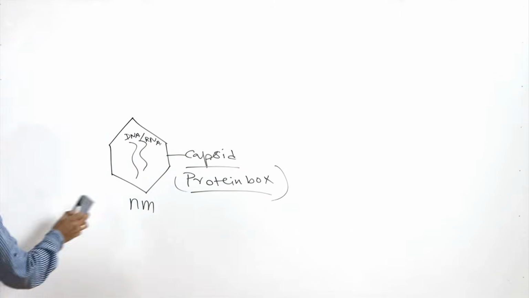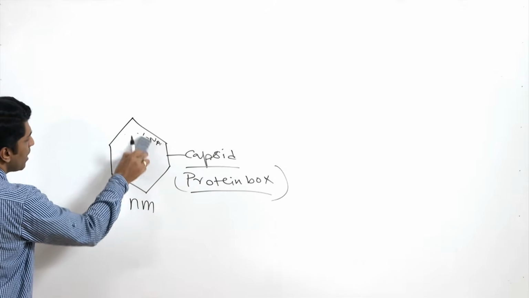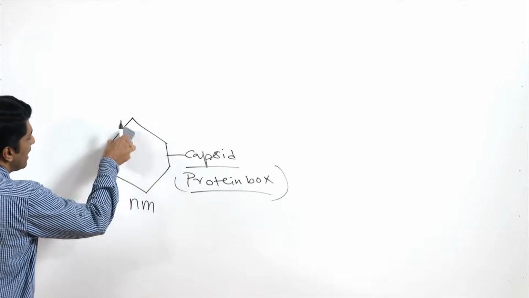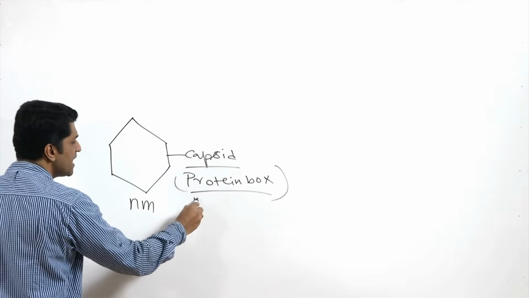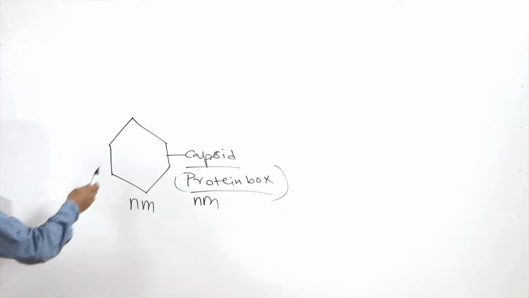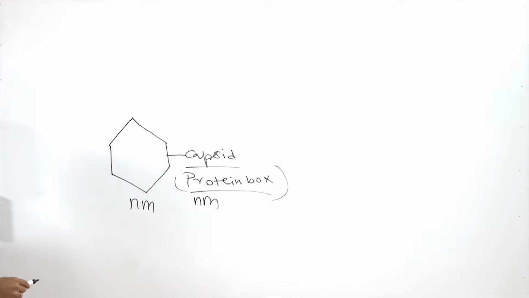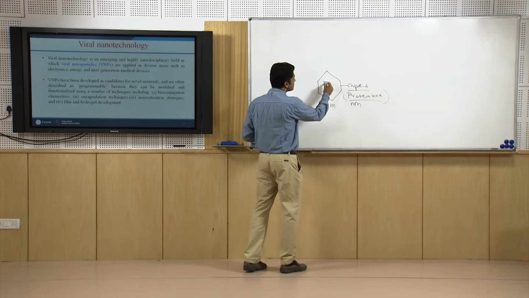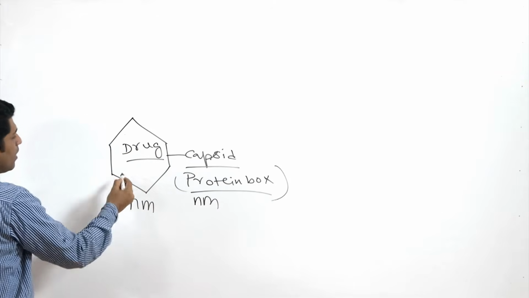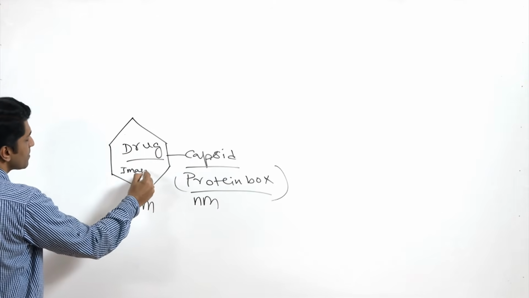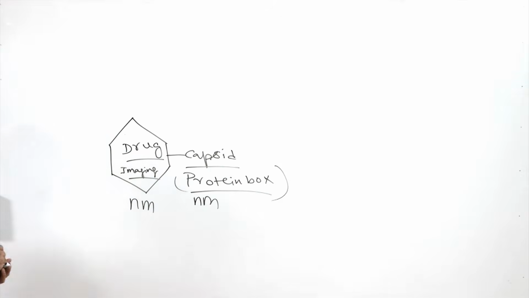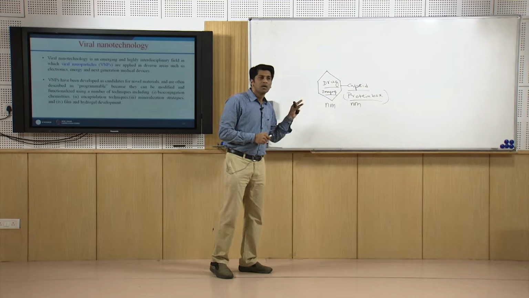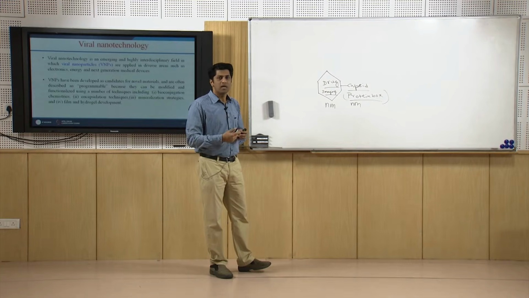So once we remove this genetic material, DNA or RNA, it will be like a simple nano sized protein box, and we are going to use this nano sized protein box for synthesizing various nanomaterials, and also we can use it for various therapeutic as well as other applications. So instead of nucleic acid we can put our anti-cancer drug, or you can put an imaging agent for diagnosing various diseases. So thus we are converting the normal virus for various applications.